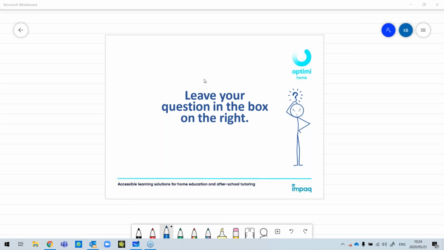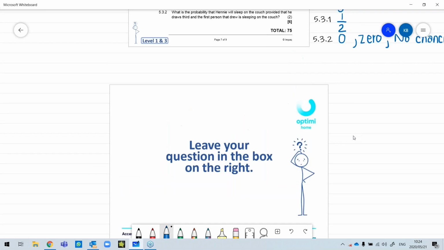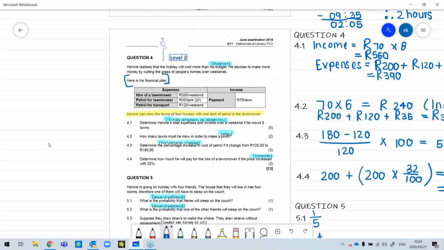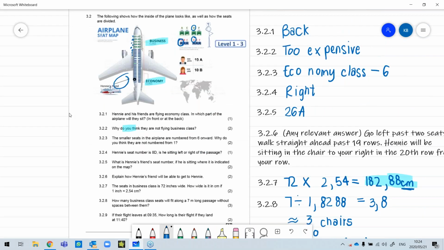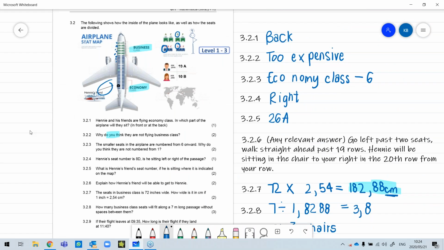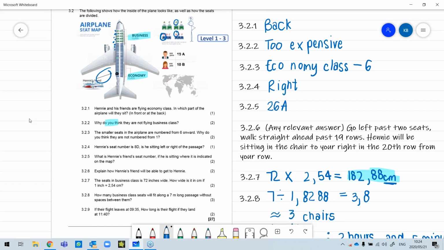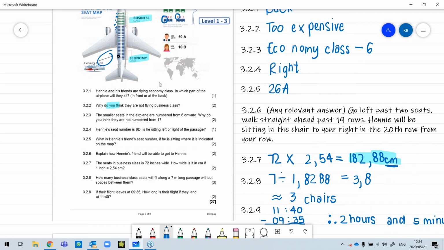Can you say he'll have to wait till the flight ends? I'm not sure whether that is applicable to any question. Let's have a look. Explain how Henny's friend will be able to get to Henny. Unfortunately, we expect you there to say how he will walk from his seat to Henny's seat. So an answer saying that he will wait till the flight ends will not be an appropriate answer.